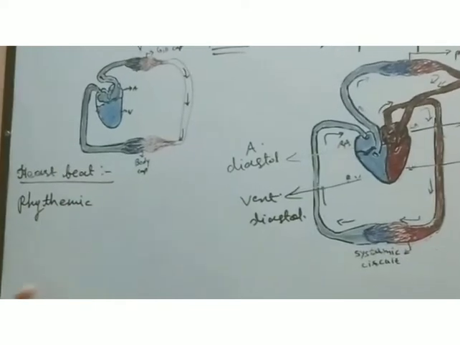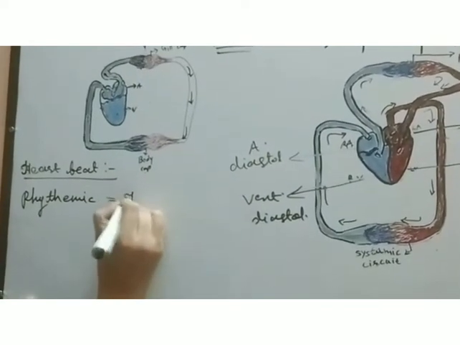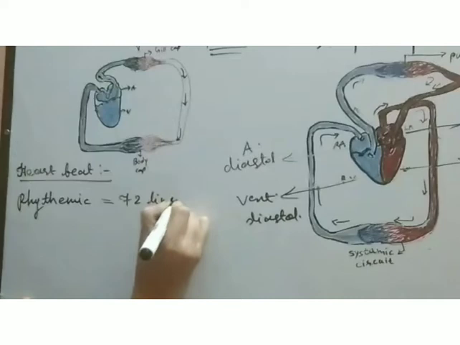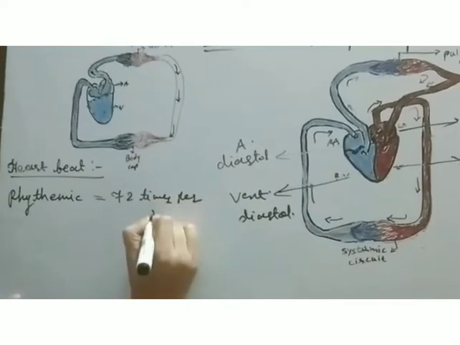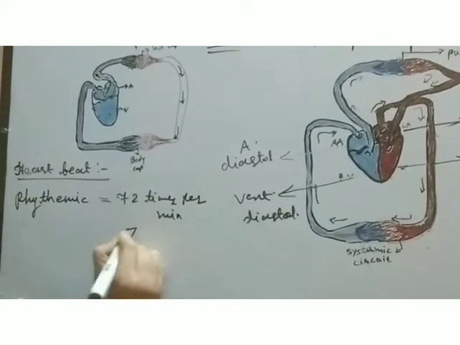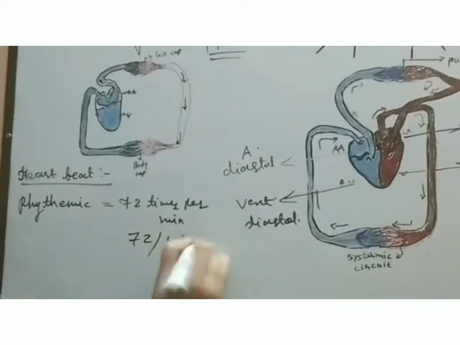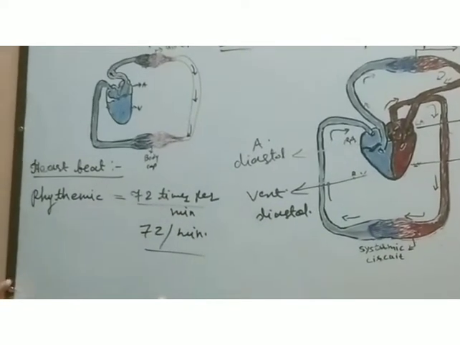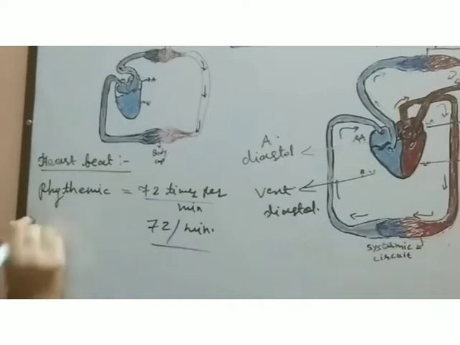So, a healthy human heart beats 72 times per minute. That is 72 times per minute. Another important term is the pulse.